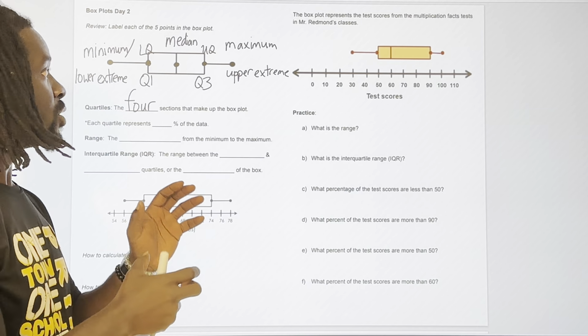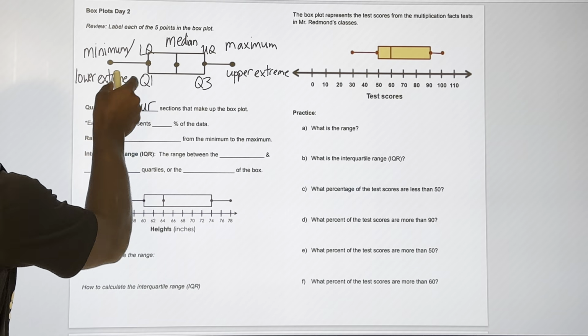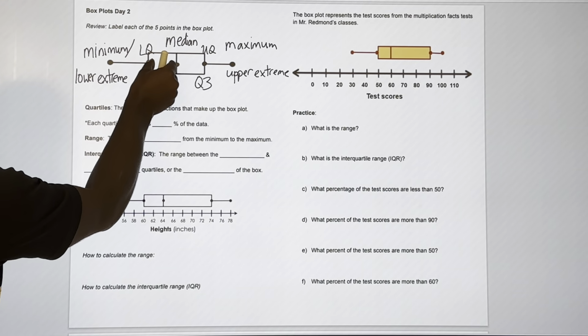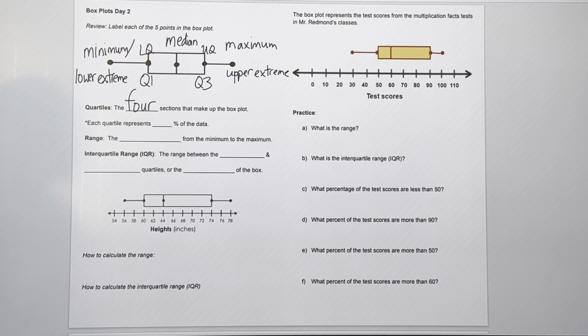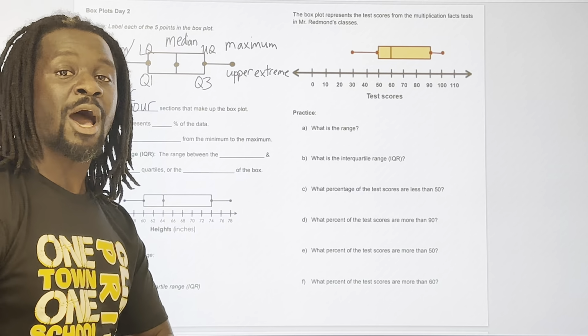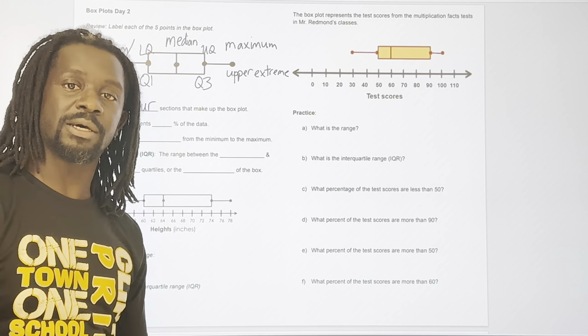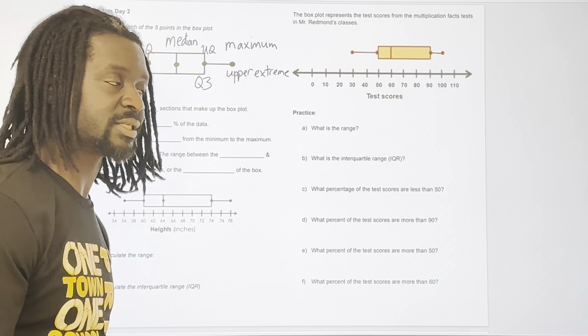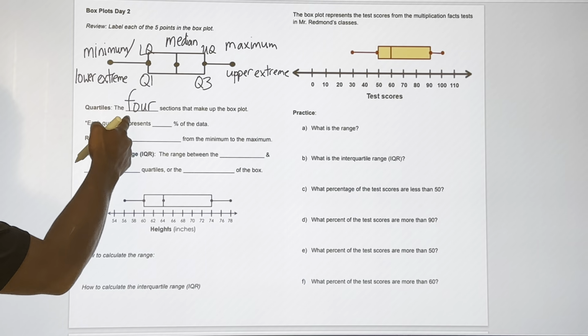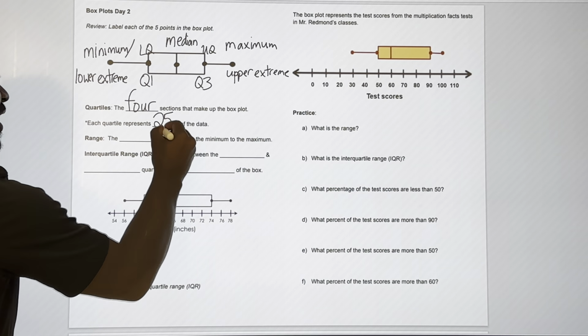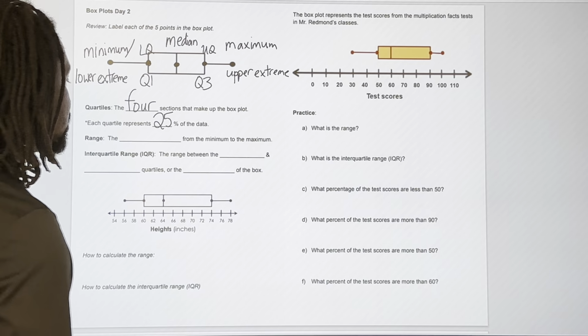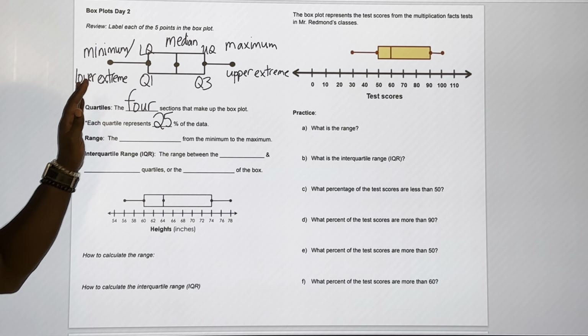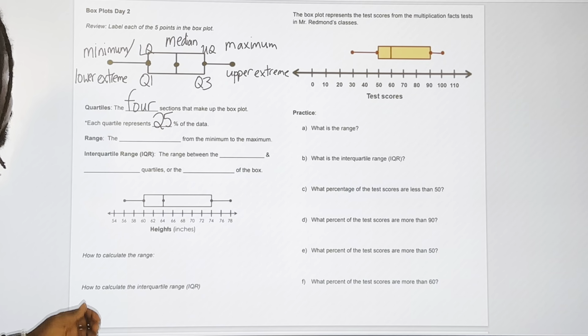So each box plot has 4 sections. There's this one section, 1, 2, 3, 4. Those are my 4 sections. And if you think about it, how much is a quarter worth? Well, it's worth 25 cents. Well, each quartile represents 25% of the data. 25% of the data. Okay, so that is quartile.